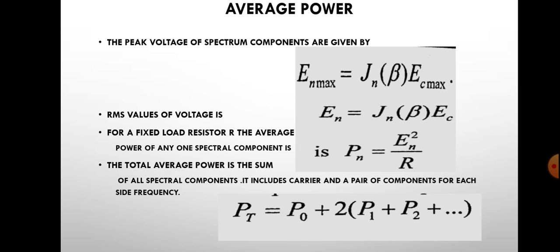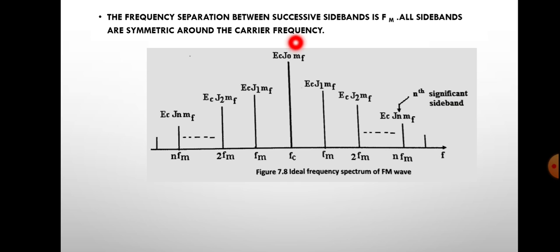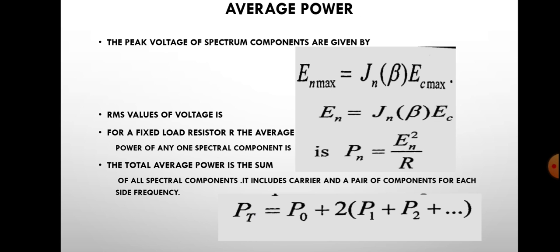The peak voltage of spectrum components in the case of FM is given by En max equal to Jn of beta into Ec max. Here, the amplitude of the carrier is Ec into J0, where J0 means it is a Bessel function, and MF is the modulation index. So the peak voltage of the spectral components is given by Jn of beta into Ec max.